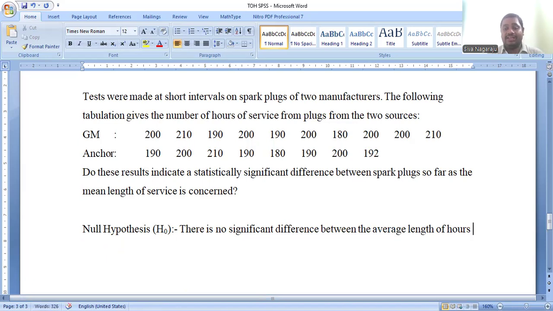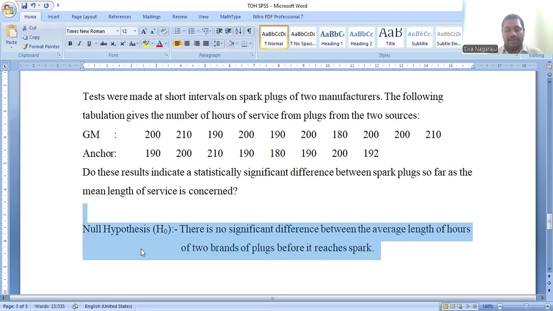I'll repeat: there is no significant difference between the average length of the hours of two brands of plugs before it reaches the spark. This is the way we need to frame the null hypothesis.